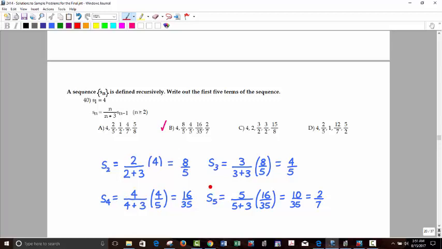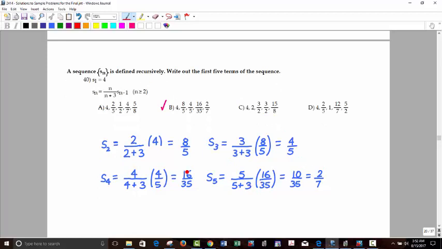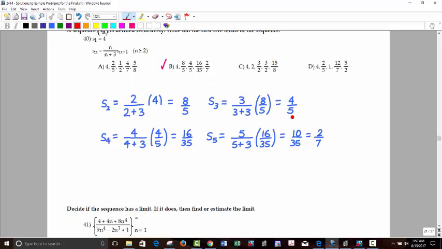And S5 will be n is 5, 5 divided by 5 plus 3 times the previous term of 16 over 35. And you get 10 over 35, which reduces to 2 over 7. And then answer choice B up here is the correct one that has the first 5 terms of that sequence.